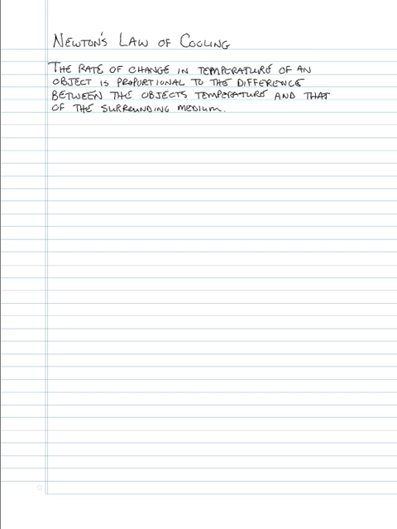As I read it to you, Newton's law of cooling says that the rate of change in temperature of an object is proportional to the difference between the object's temperature and that of the surrounding medium, like the room temperature, for instance. Now, in calculus, what this says is the derivative of temperature with respect to time. So capital T is temperature, lowercase t is time. So that's the rate of change of the temperature. And it says that it's proportional, so that means there's a constant of proportionality, to the difference between the temperature of the object and the temperature of the medium that the object is in. So that's the temperature of the surroundings.